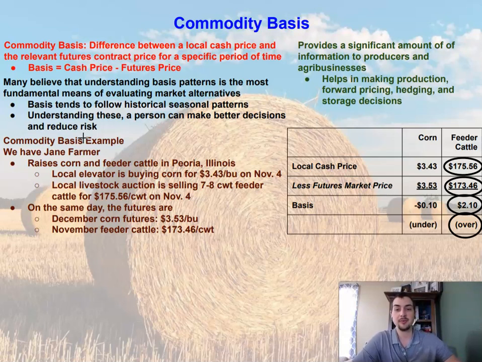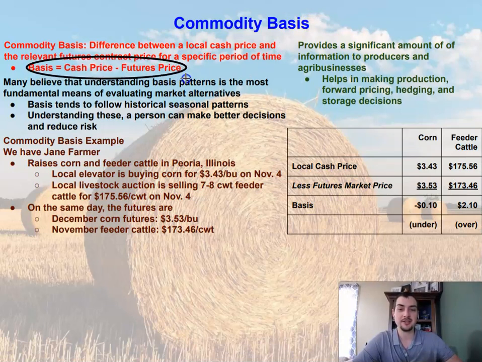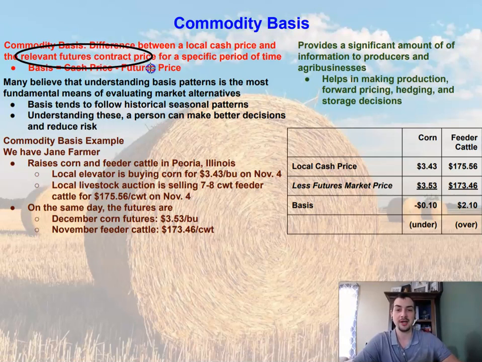As it says up here, these bases tend to follow historical seasonal patterns, and we have some graphs that we're going to show you in a little bit. But essentially what you need to know is how to calculate the basis. The basis is the cash price minus the futures price, and it's going to follow historical seasonal patterns. The other key thing is that as you're comparing cash prices to the futures price, you need to make sure that you're comparing it to the relevant futures contracts for that specific period of time.